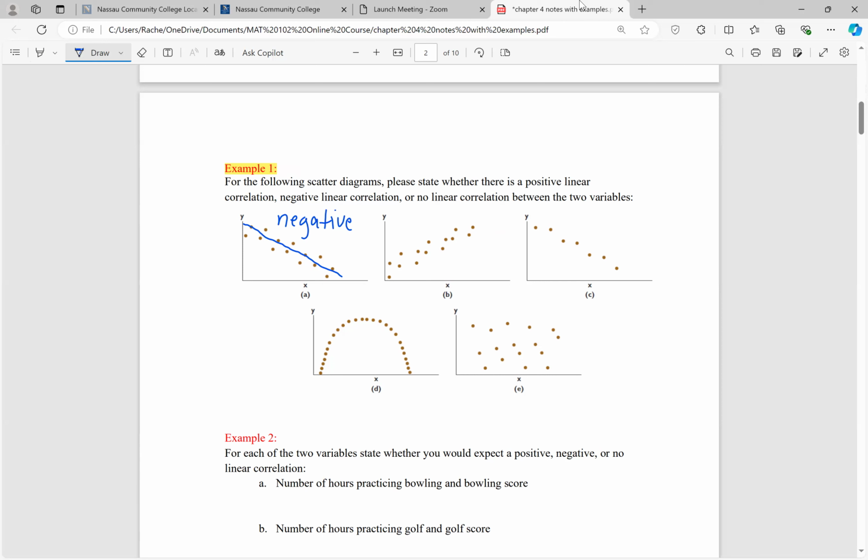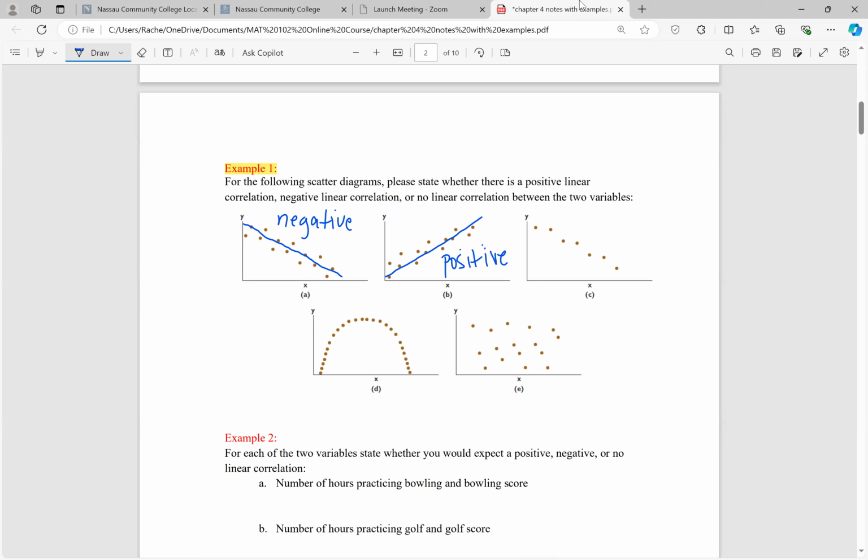Now, if we look at the second graph, graph B, again, I do see a line pattern. And if I were to fit my line through this data, the line would be increasing or positive, right? So as X increases, Y is also increasing. So I would definitely say there seems to be a positive linear relationship between the two variables in graph B.